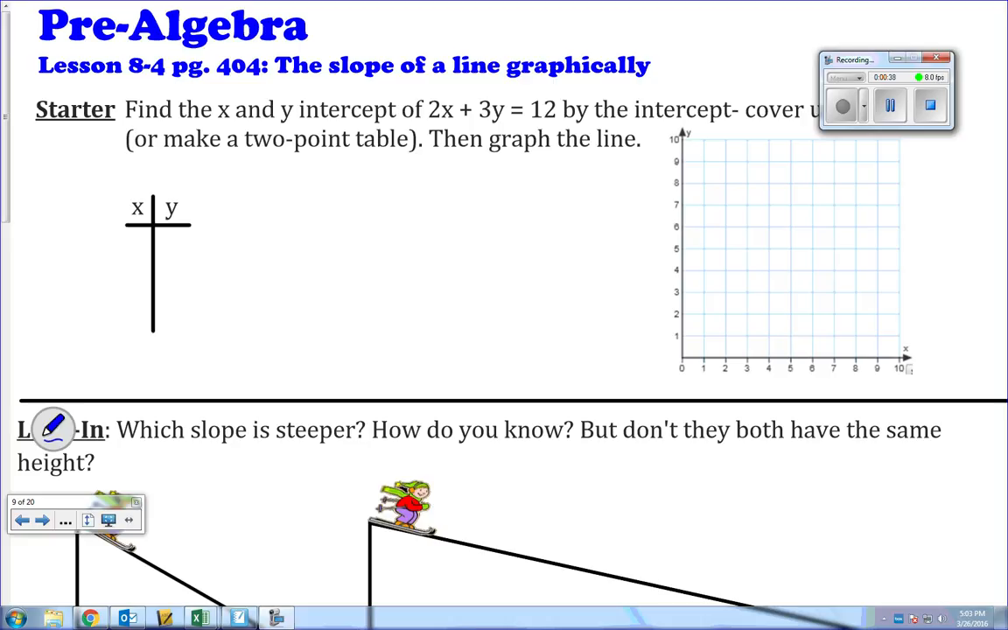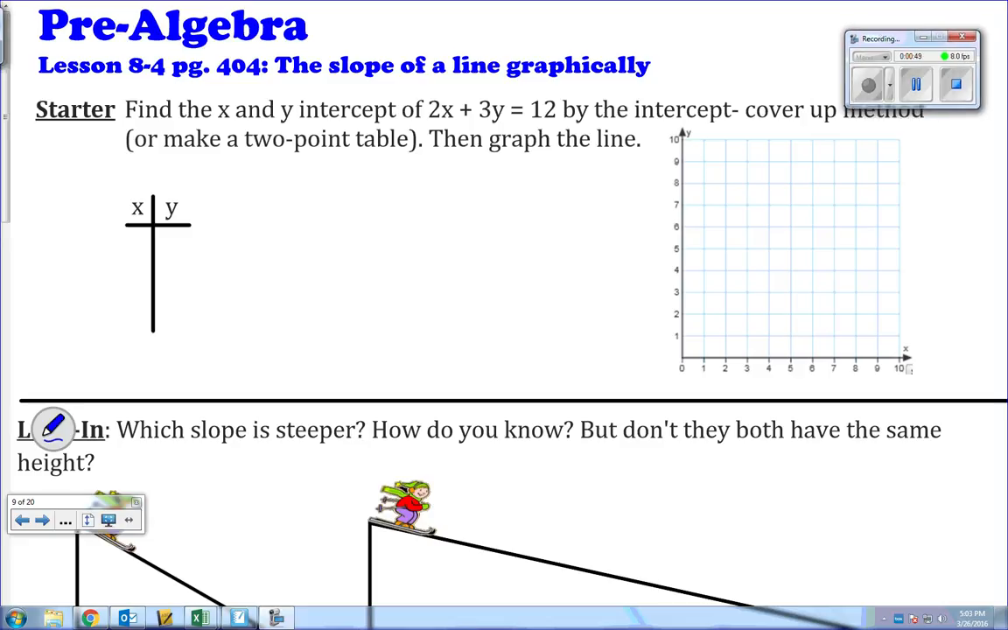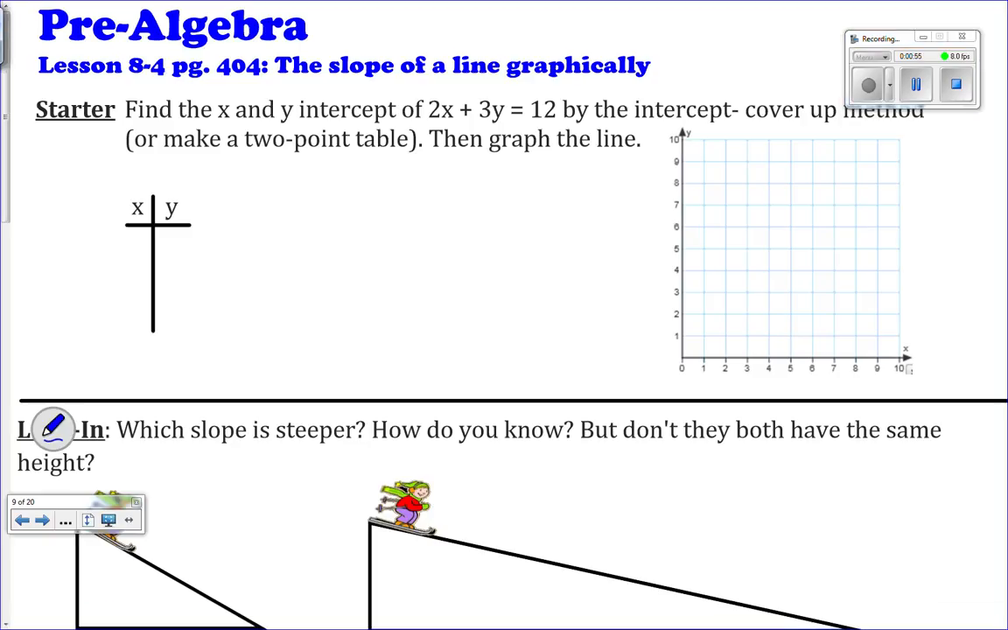All right, guys, everybody should have their note packet now. Go ahead and flip it to page 9. It starts with lesson 8.4, the slope of a line graphically. Not yesterday, a couple weeks ago, the last thing we did was graphing lines using the x and y intercepts. So let's go ahead and do this starter. We'll do it together since it's been a couple of weeks.